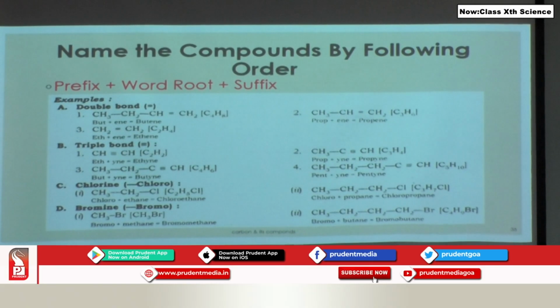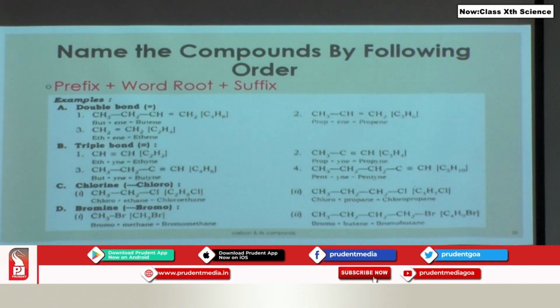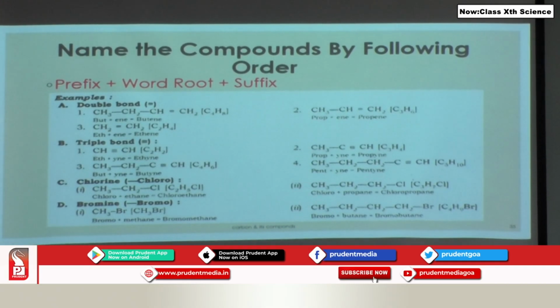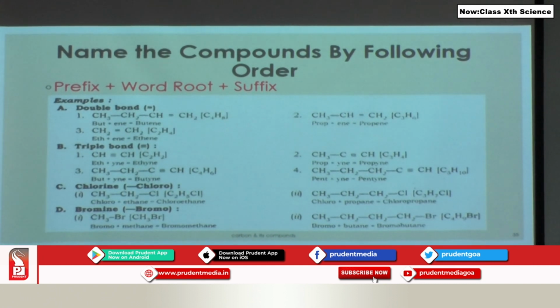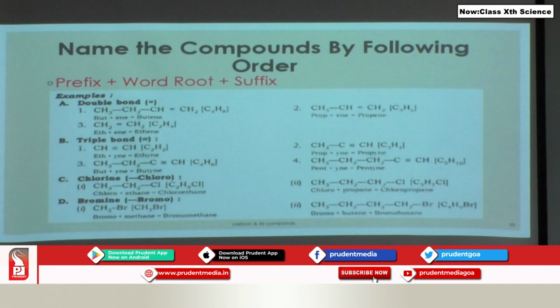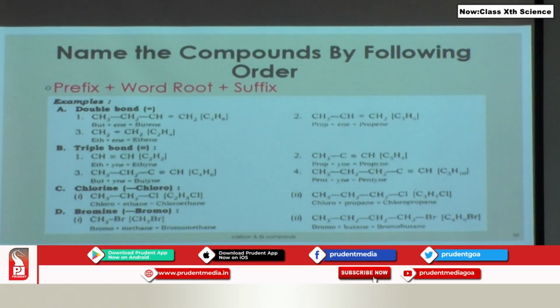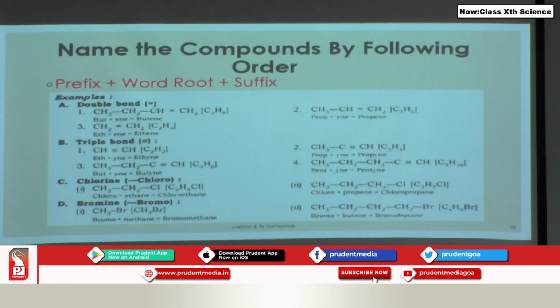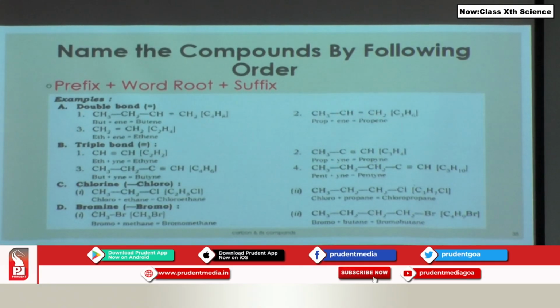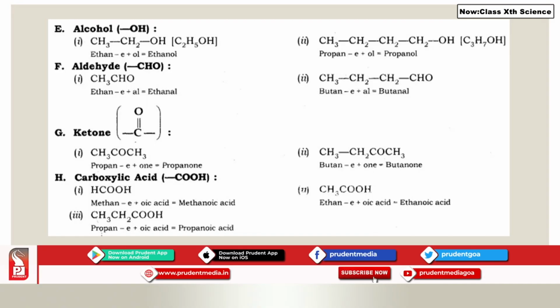So students, what you need to understand from this is that you have to learn the functional groups. You need to know for which functional group you are going to use a suffix, and you need to know the formula of those functional groups. You have to know, if there is a double bond or triple bond present, what suffix you are going to use. So here are more examples: alcohol, ethanol; aldehyde, ethanal; ketone, propanone; carboxylic acid, methanoic acid, and so on. These are some of the compounds whose nomenclature we have already learned.